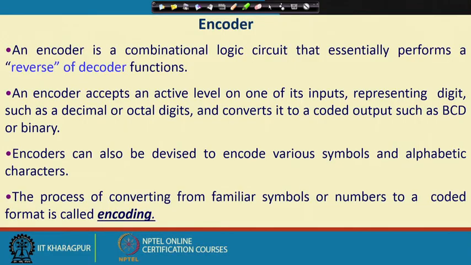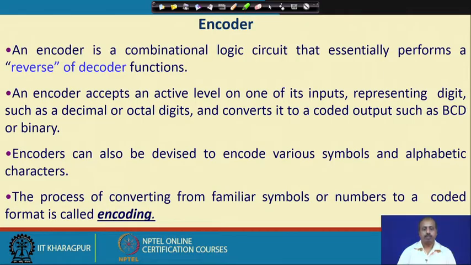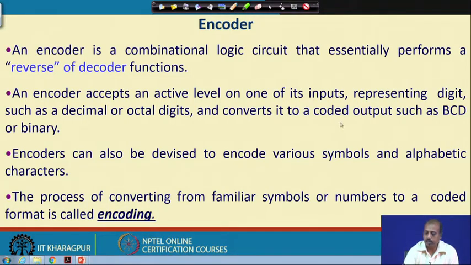So, encoders are used for one purpose, which you can say is the reverse of this decoder functionality. It is a combinational logic circuit that essentially performs the reverse of the decoding function. An encoder accepts an active level on one of its inputs representing a digit, such as a decimal or octal digit, and converts it into a coded output such as BCD or binary. So, what we mean is something like this. It is a box.